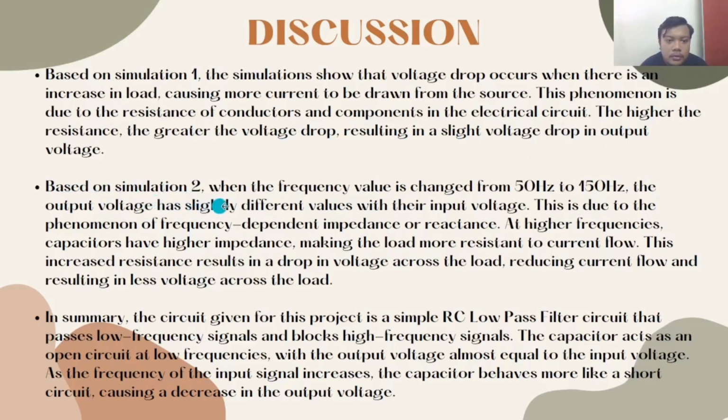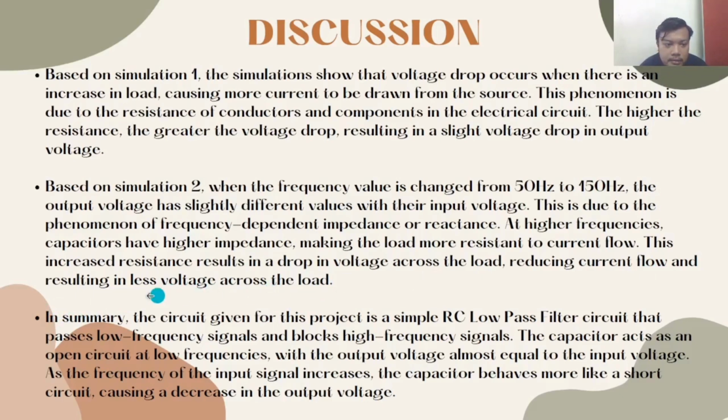Based on simulation 2, when the frequency value is changed from 50 Hz to 150 Hz, the output voltage has slightly different values from the input voltage. This is due to the phenomenon of frequency-dependent impedance or reactance. At higher frequencies, capacitors have lower impedance, making the load more resistant to current flow. This increased resistance results in a drop in voltage across the load, reducing current flow and resulting in less voltage across the load.